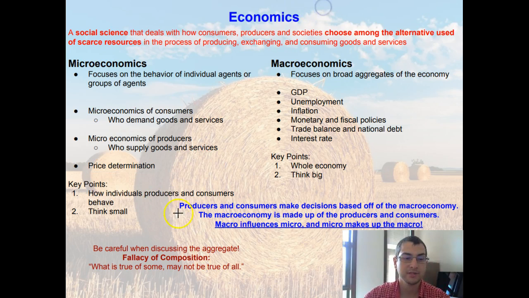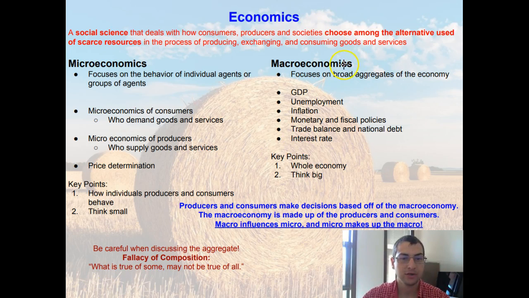Some key points that I want you to remember under microeconomics: first off is how individual producers and consumers behave. Looking at how individuals behave. How is this individual person going to buy? How is this individual person going to produce that good? So whenever you think about microeconomics, think of the term micro as small. Think about a small entity, a small portion of the whole picture. So it's individuals, and think small.